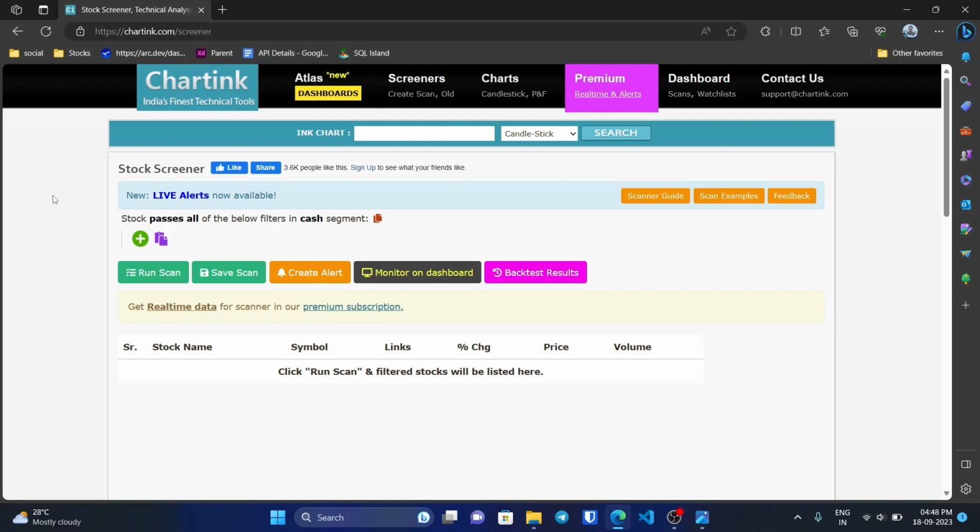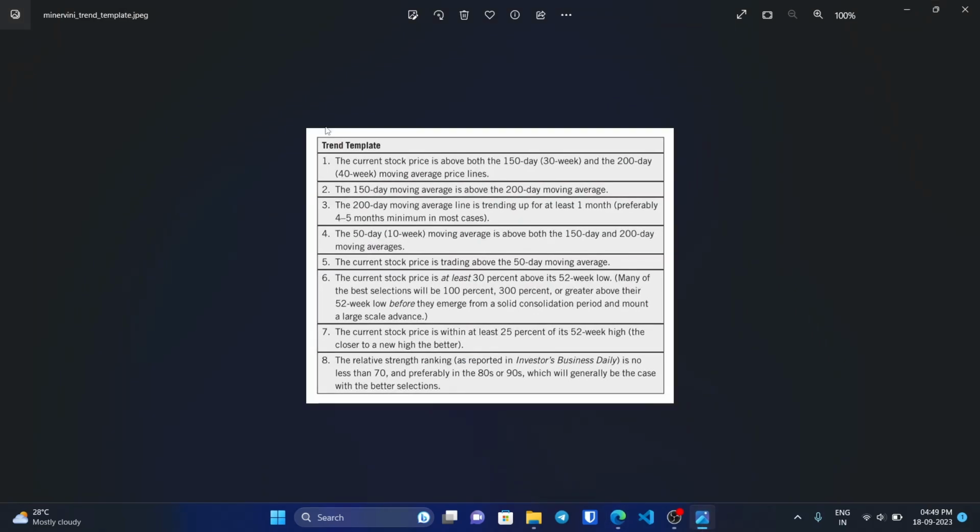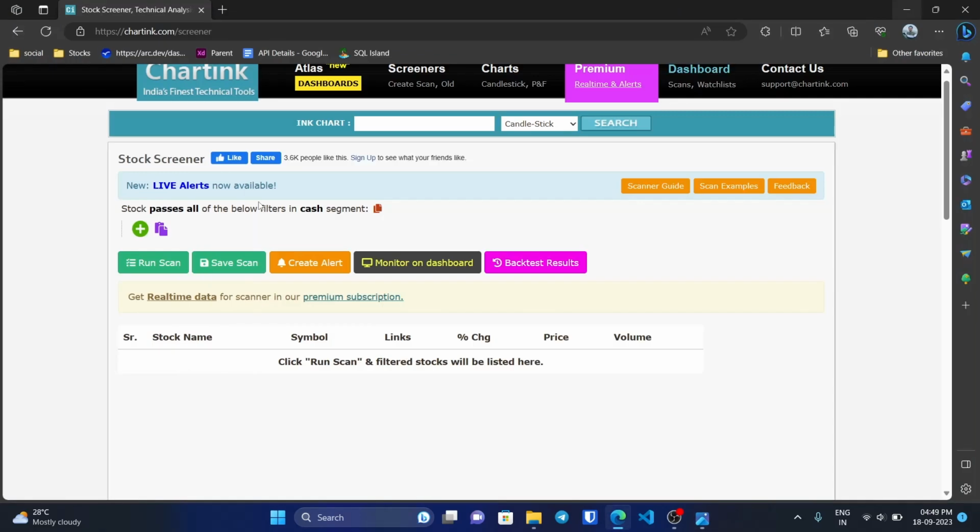Today we are going to create Mark Minervini trend template on our charting platform for Indian market. This is a trend template created by Mark Minervini. Our first condition is that the current stock price is above the 150-day and 200-day moving average price lines.